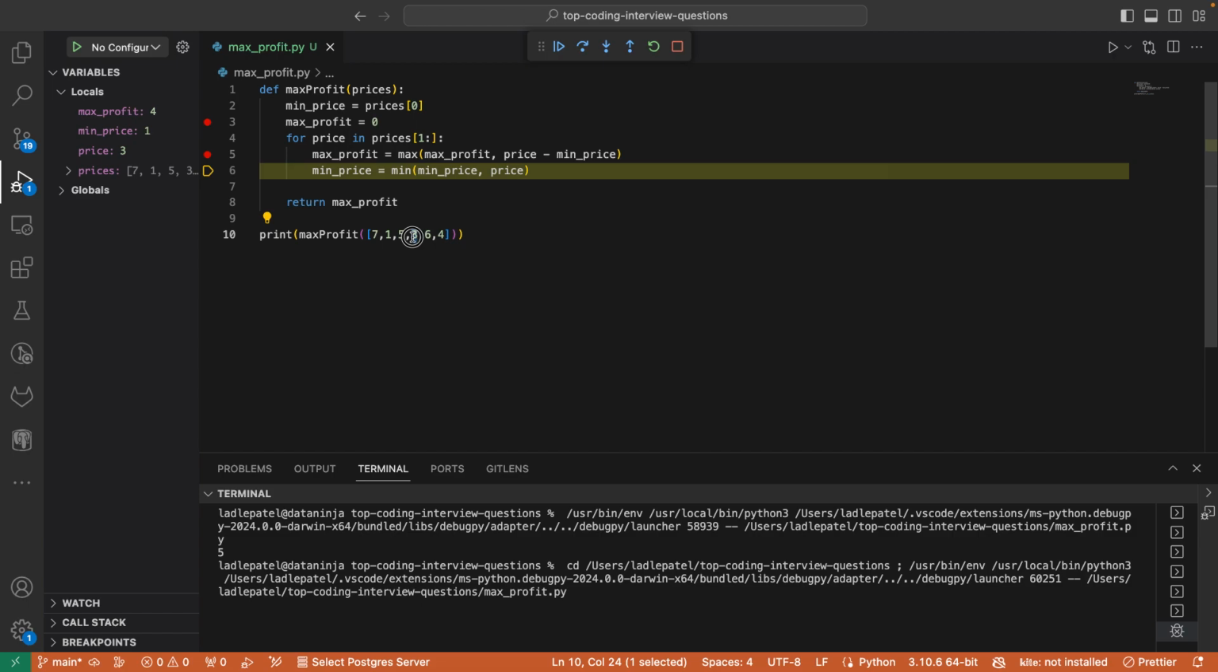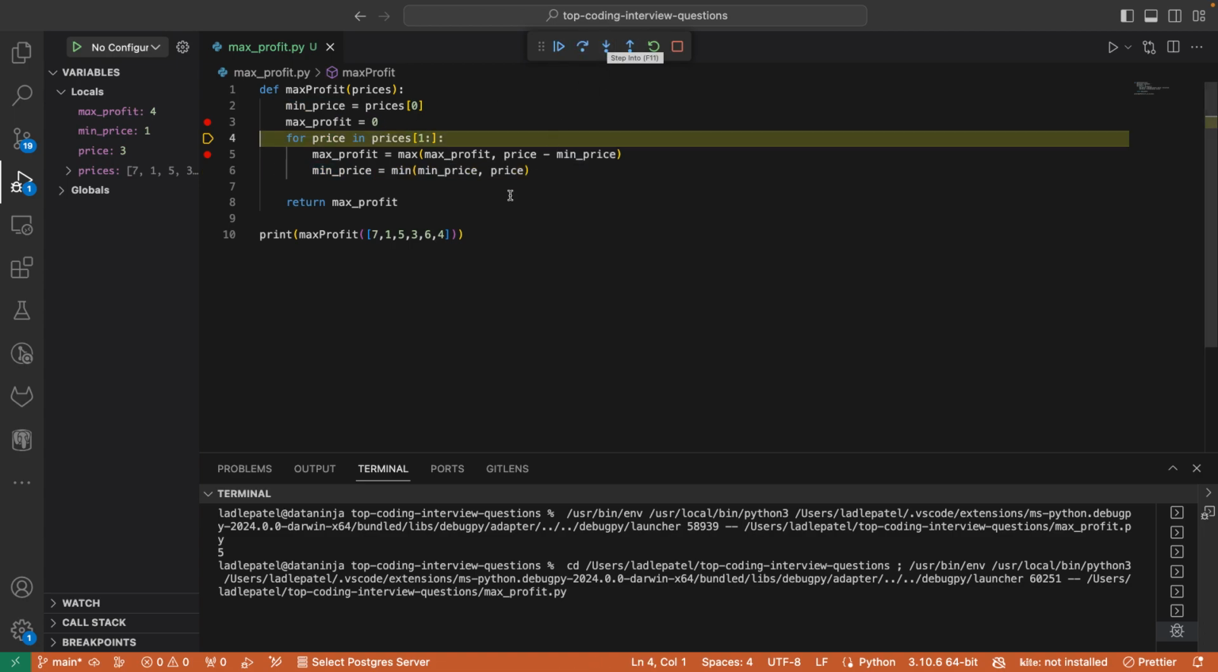If I sell it at this point, I'll basically get 3 minus 1, which is 2. But if I sell it at this point, I get 4. So obviously I'll ignore this. So maximum of 4 and 2, you will get 4. Maximum profit is 4. Now price is again 3, and what's the minimum price before? 1. So you keep 1 as is.